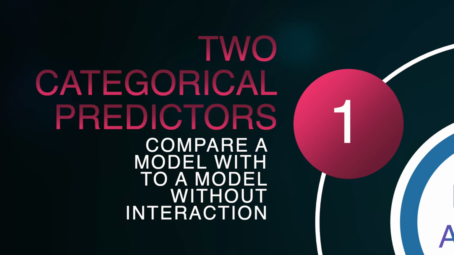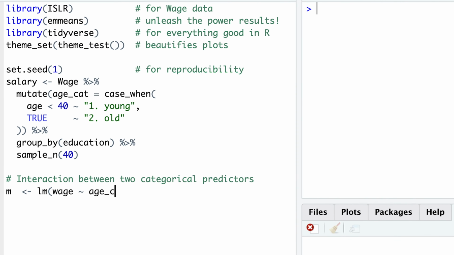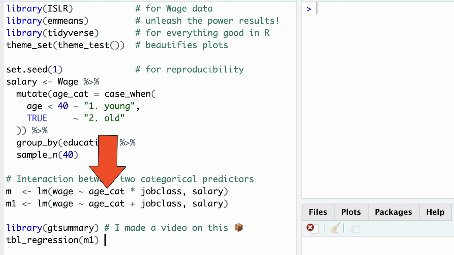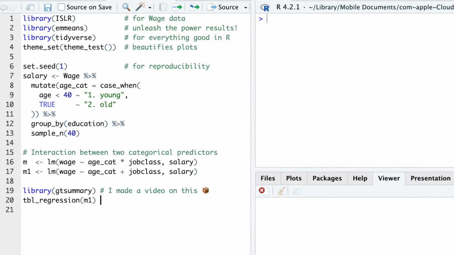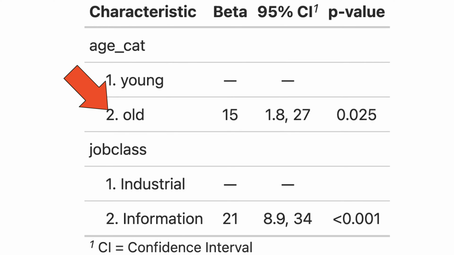Let's compare a model with to a model without interaction to better understand the advantages of using interactions. Both models explore whether we'll earn more money as we age and see how a profession choice affects our salary. And the model without interaction clearly states that as we age, our income increases by the average of 15K. And when we choose the IT job over the industrial job, we'll earn $21,000 more.